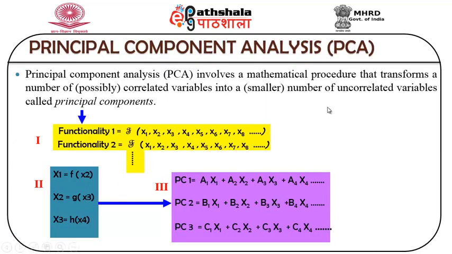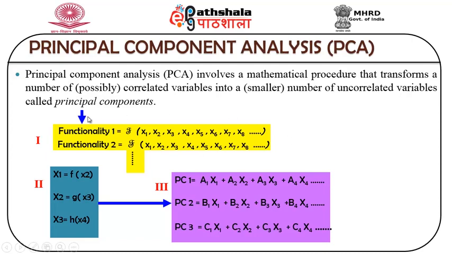The first dimensionality reduction technique that we are going to look at is the principal component analysis or PCA. PCA involves a mathematical procedure that tries to transform a number of possibly correlated variables into a smaller number of uncorrelated variables called the principal components. If you look at the data set, you have functionality 1, represented by x1, x2, x3 up to x8, and similarly you have functionality 2 with various data.